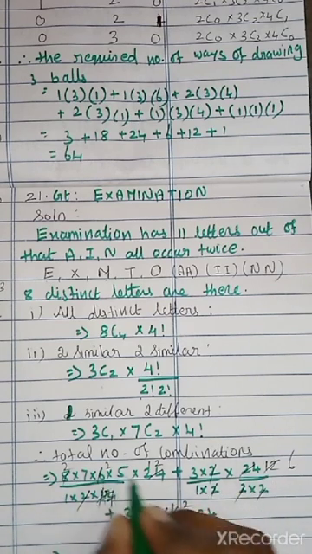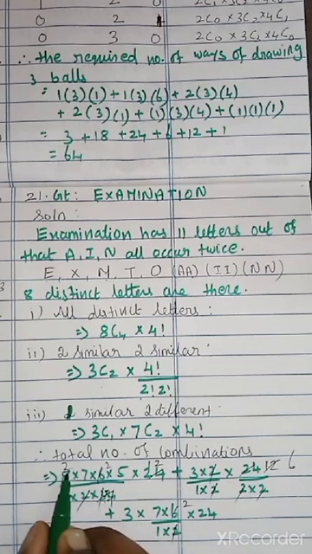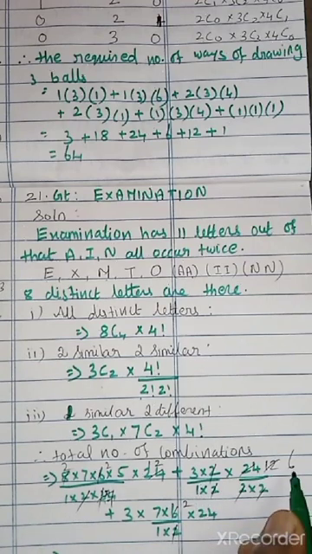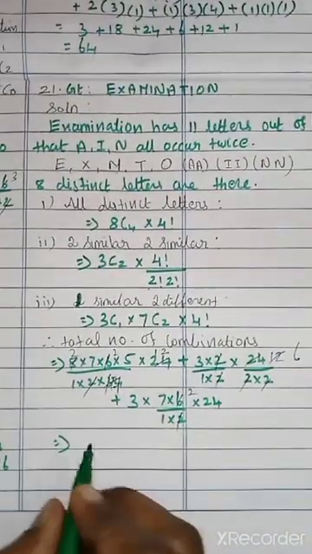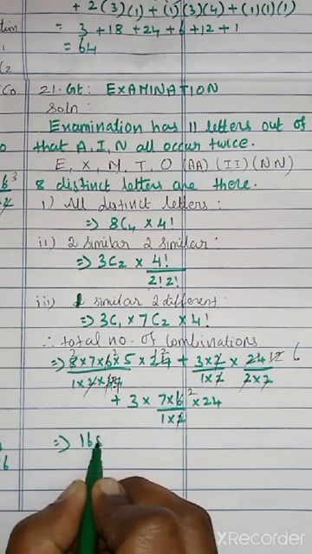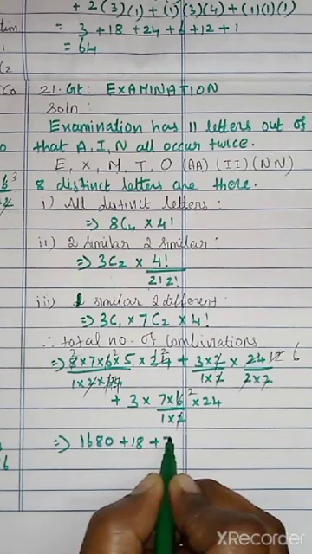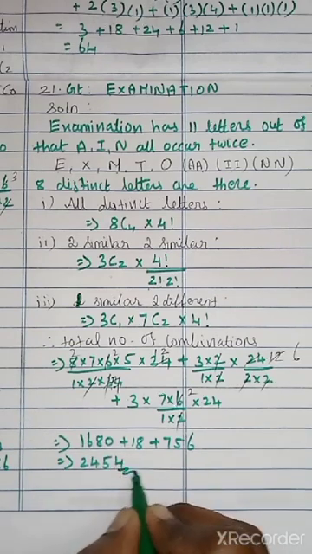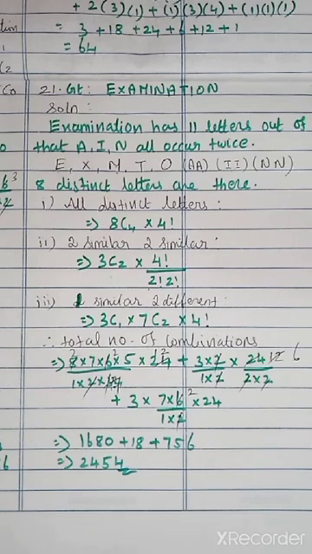We have to multiply 2 into 2 into 2 into 7 into 2 into 5 into 12 plus 3 into 6. Okay, 6 3s are 18 plus 3 into 7 into 2 into 24. So if we multiply all those things, you will get 1680 plus 18 plus 756, that is 2454 ways. So that 2454 ways we can form the 4 letters word from the given word examination.